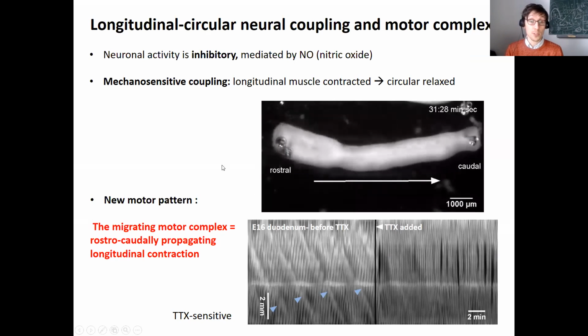So this is the first polarized motor pattern which we could observe in the embryo. And as we see it, we can define it as a rostrocaudally propagating longitudinal contraction, which is neurogenic because it is abrogated by tetrodotoxin, as you can see in this spatiotemporal map.